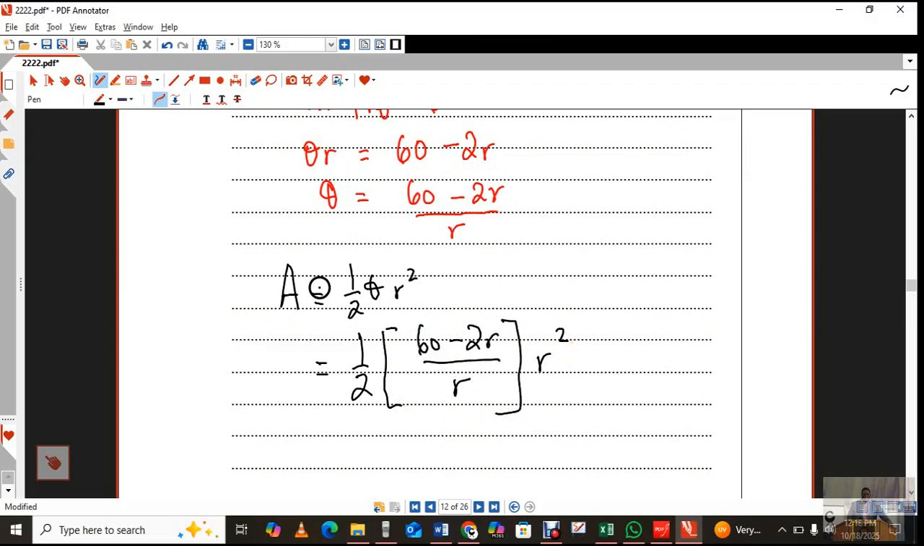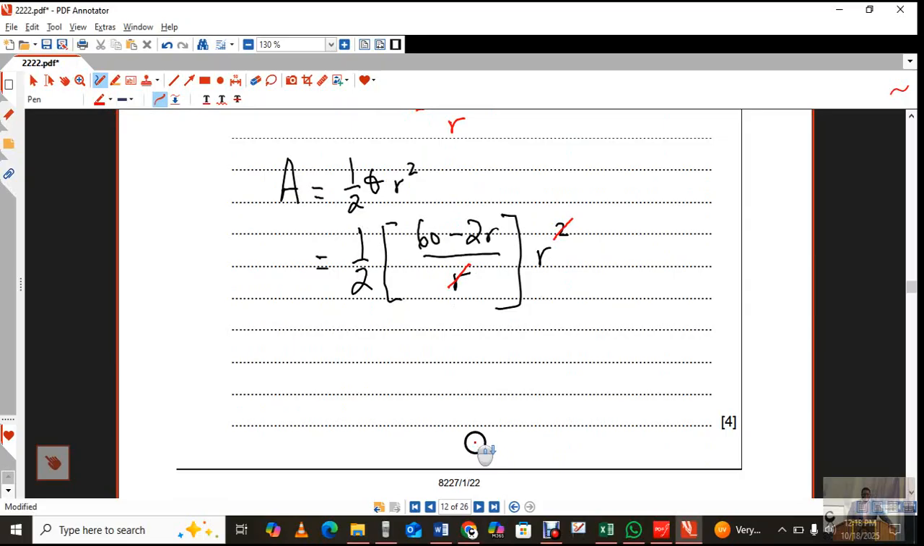We're going to multiply this with r squared. Now there's a lot that you can do over here before you find half. You can say that one of the r's is going to cancel, leaving you with a half r, and then you have 60 minus 2r. Now you're going to find half of everything. And always look at how your answer should be. A half r of 60 is just 30r. A half of 2r, the 2's cancel, r times r is going to give you r squared.